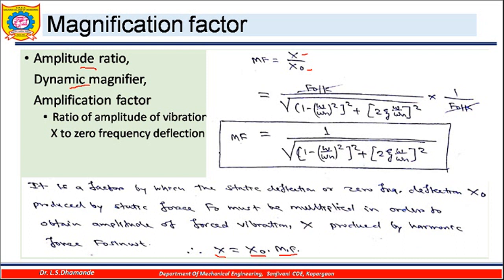So this is what the presentation is all about, the magnification factor. Now in the next class we will see how this magnification factor varies with respect to the ratio of omega by omega n.